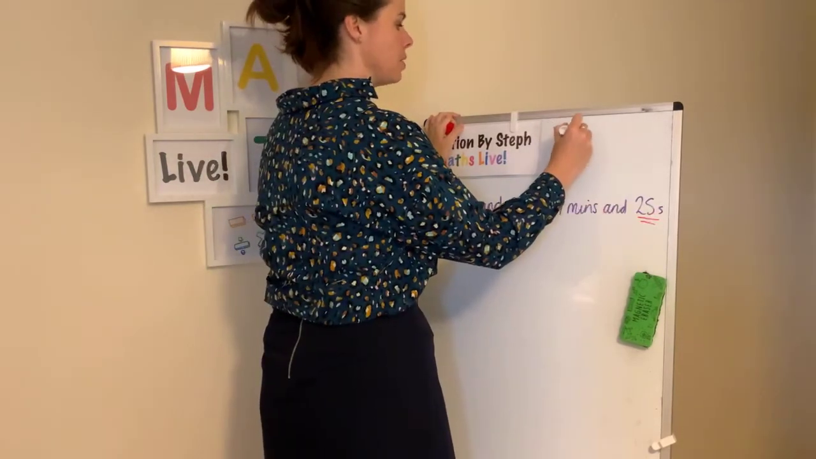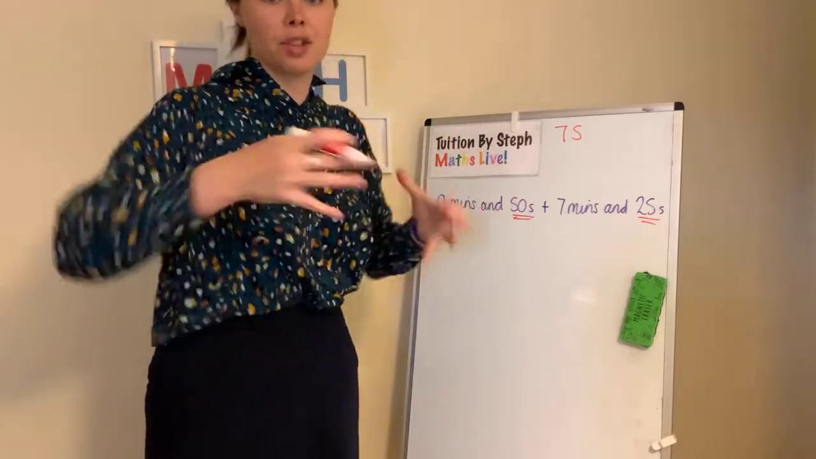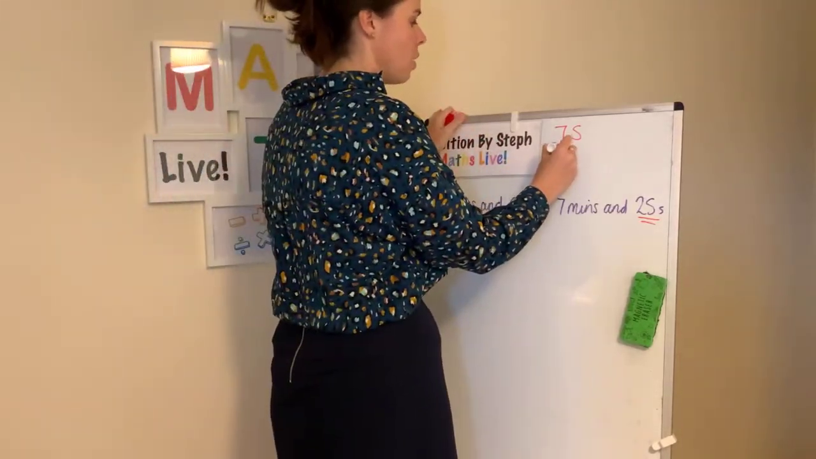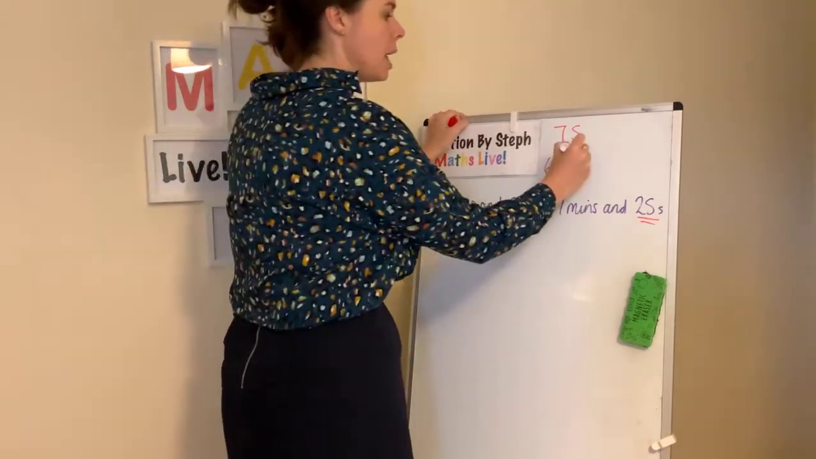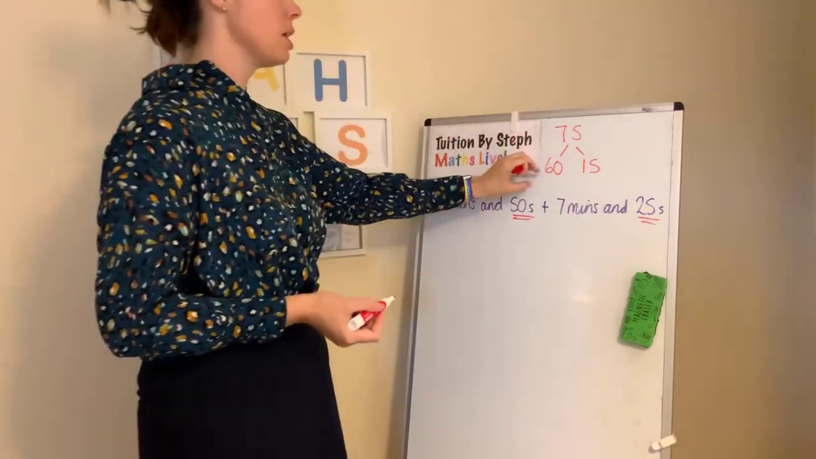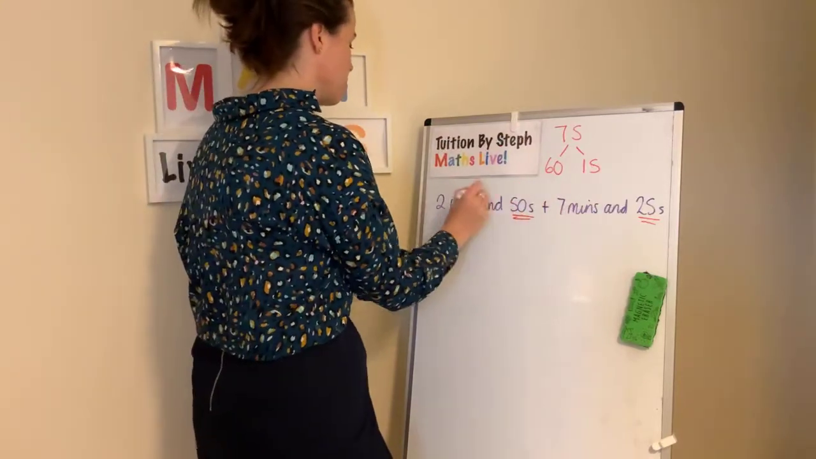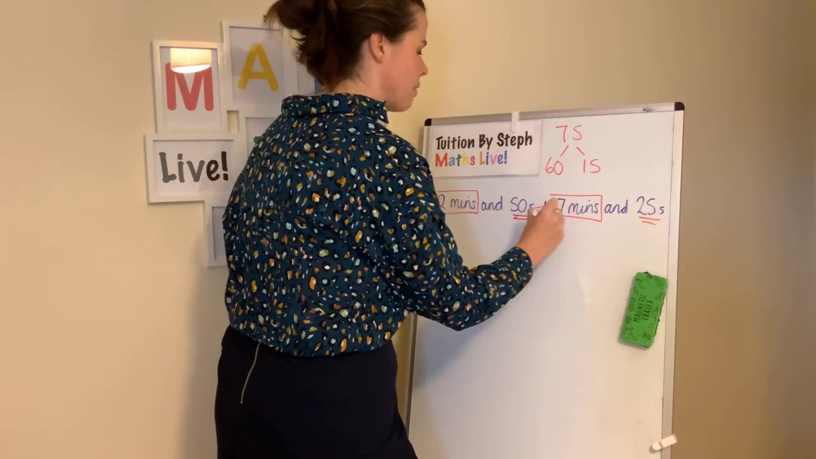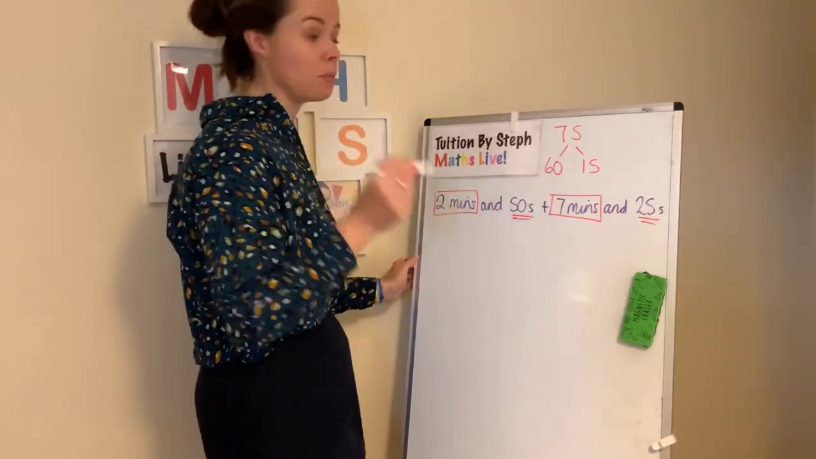Now that makes 75. Right, and again, we can't use it. It has to go over into minutes. Okay, so if that's 60, which is a whole minute, that means we've got 15 left over. 60 makes the whole minute, 15 left over. So currently in the minutes, we've got 2 and 7, which make 9, but we've also got that extra minute left over.